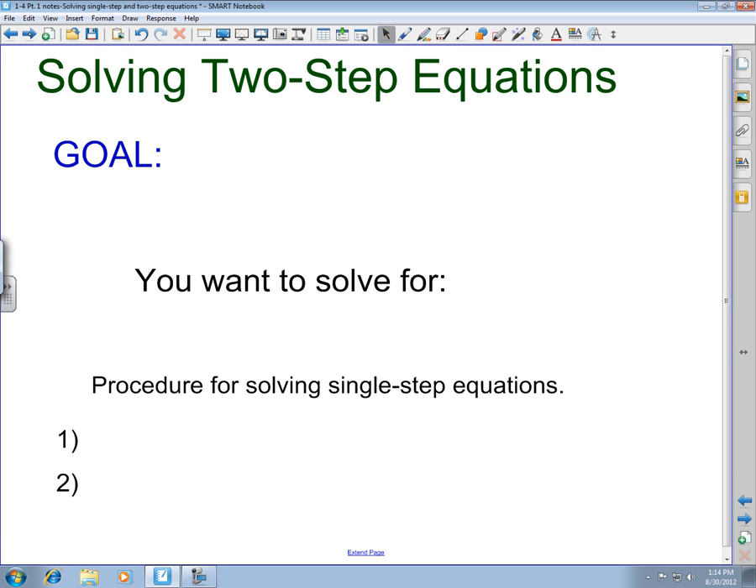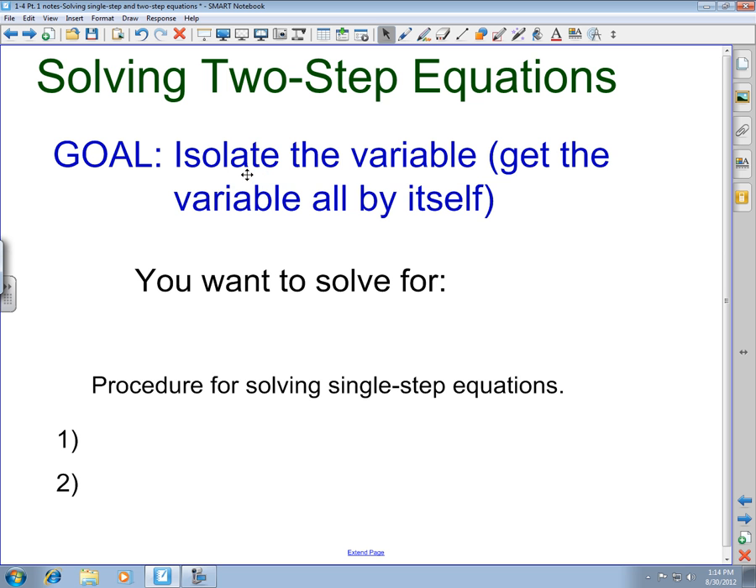Now, solving two-step equations. The goal is exactly the same. It's going to be the same for every type of equation we ever solve for. Isolate the variable. Get the variable all by itself. You want to solve for x over 1. You want to solve for the variable in the numerator.